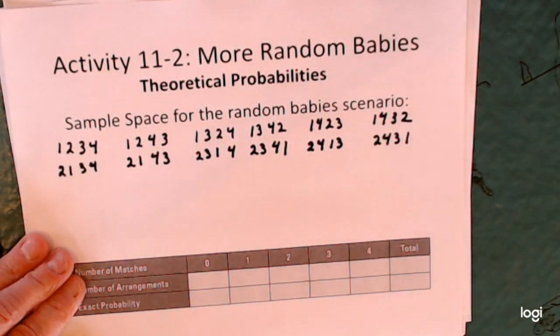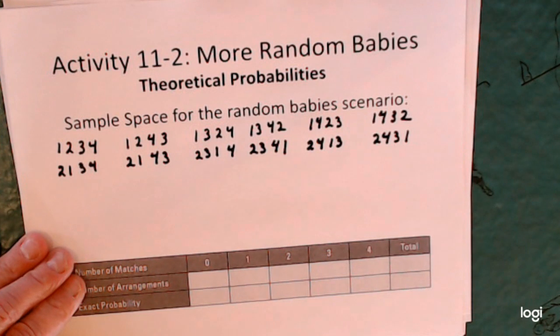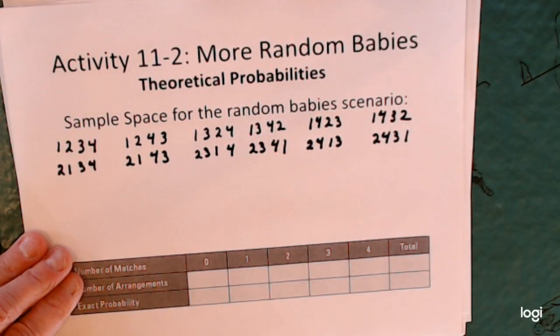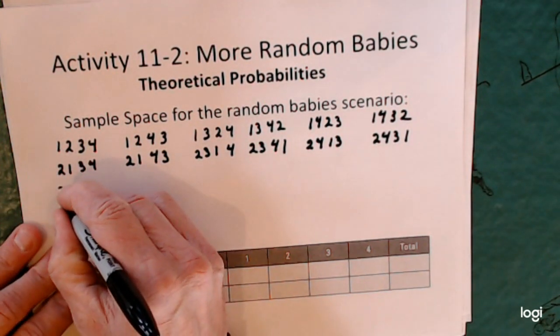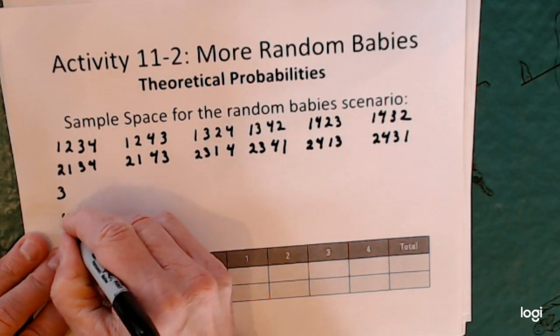All right, and maybe you're catching on. You really have to write these things down in an organized way. But you can see there's 6 ways that the 1 could come first, 6 ways that the 2 could come first, and there's going to be 6 ways that the 3 comes first and 6 ways that the 4 comes first.